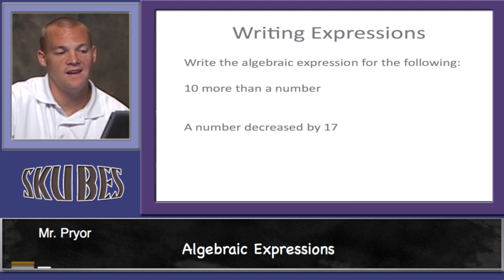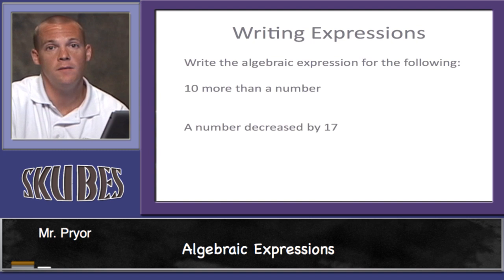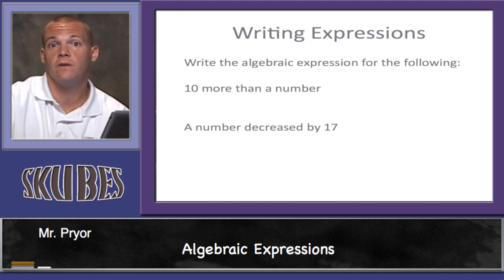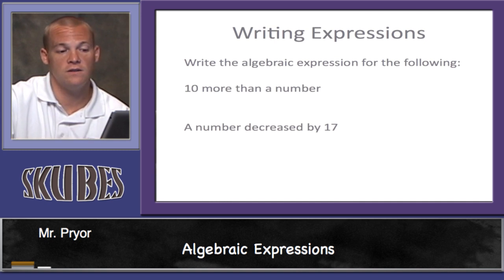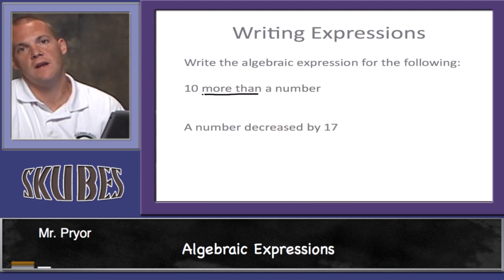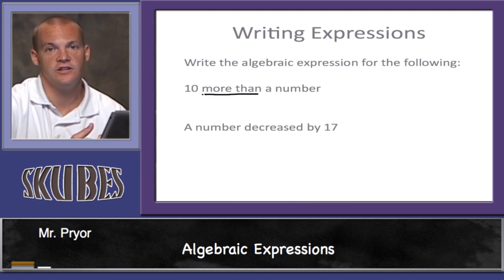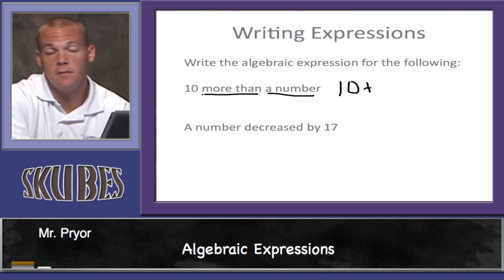So how would we represent 10 more than a number? Well, the reason why I gave you that list of phrases a moment ago is so that you can identify the words within these particular problems that tell you what operation to use. So for instance, the phrase here would be more than. Okay, where did we see more than? All the way back at the beginning, addition. So to write this out, you could write it out technically two ways. You could write this out as 10 plus a number, which again, this phrase here just simply means to use a variable.